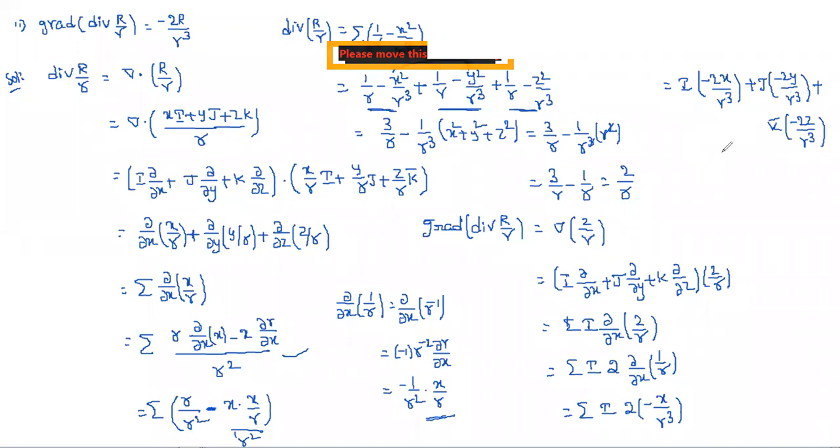So in each and every term, which one is the common one? 1 by r cube, as well as minus 2 is also common. If you write that outside, what about the remaining? xi plus yj plus zk. So this is nothing but minus 2 into xi plus yj plus zk, which is capital R by r cube.